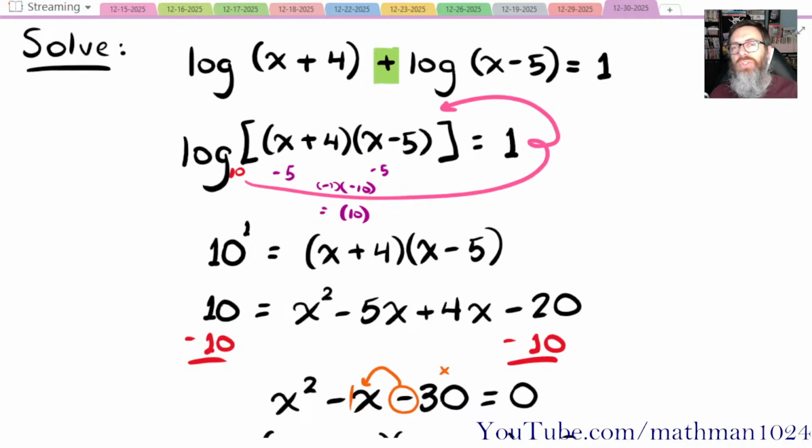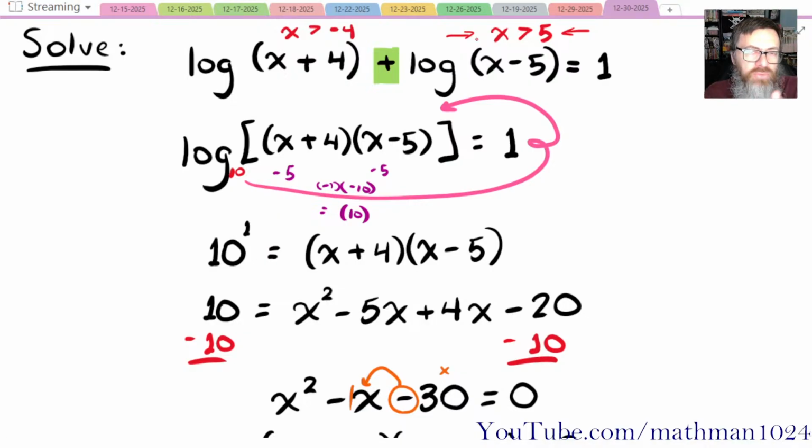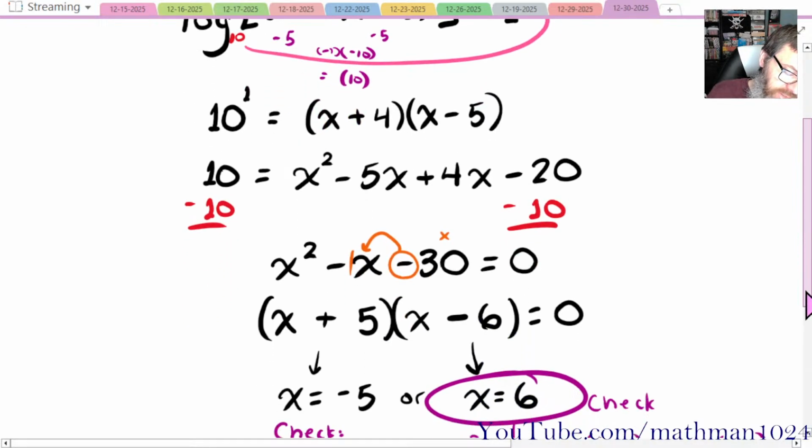This was my original equation. And this guy had certain restrictions on the domain we had to watch out for. This guy means that x has to be greater than -4. So x plus 4 has to be greater than 0. And this one says x has to be greater than +5. So this is the more restrictive of those two domains. So any answer you have has to be greater than 5. If it's less than 5, then it's going to give you an undefined expression for that logarithm. And you see that the answer we got here was -5.